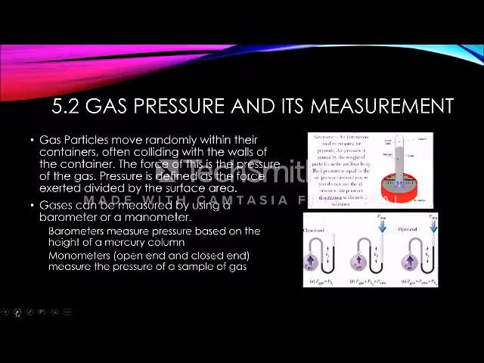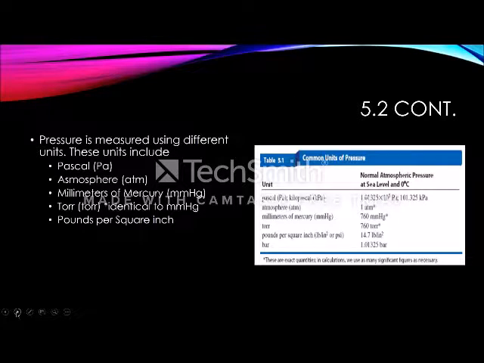Barometers measure pressure based on the height of a mercury column, while manometers, open-ended or closed-ended, measure the pressure of a sample of gas. Examples of both are shown in the pictures on the right. Pressure is measured using different units. These include the pascal, atmosphere, millimeters of mercury and its equivalent, the torr, and pounds per square inch. These are listed in the table to the right.